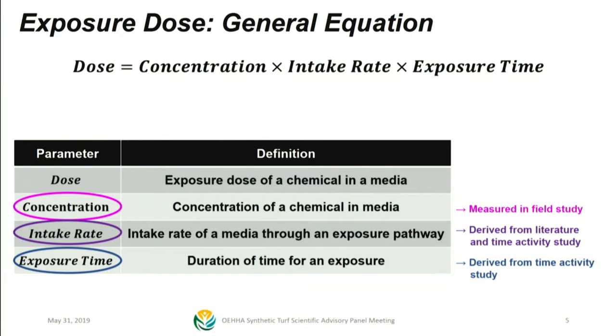Exposure times are derived from the data gathered in the survey. This is the time spent on field by the field users. Considerations will also be made for age, gender, and field user type in the development of this parameter. Once calculated, the exposure dose will be used to estimate the non-cancer hazard and cancer risk for a chemical. I will briefly go over how those calculations will be made and how the dose will be used, but the main focus of our discussion will be on the specific dose equations for the pathways that we will consider and the development of the parameters.